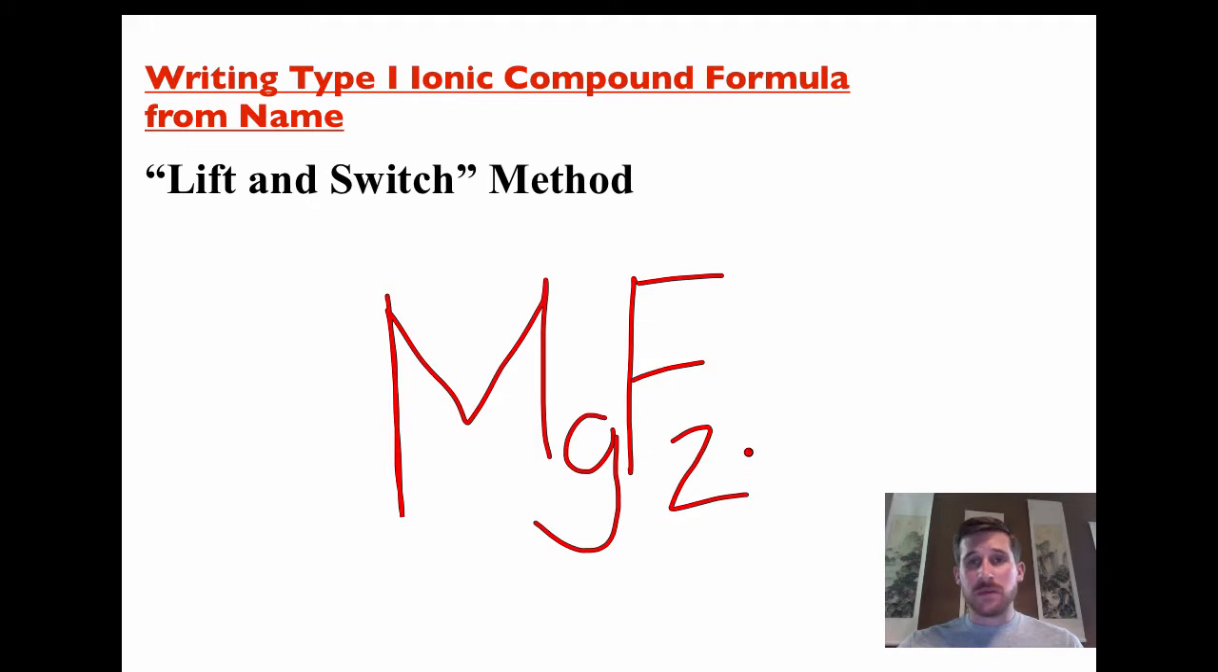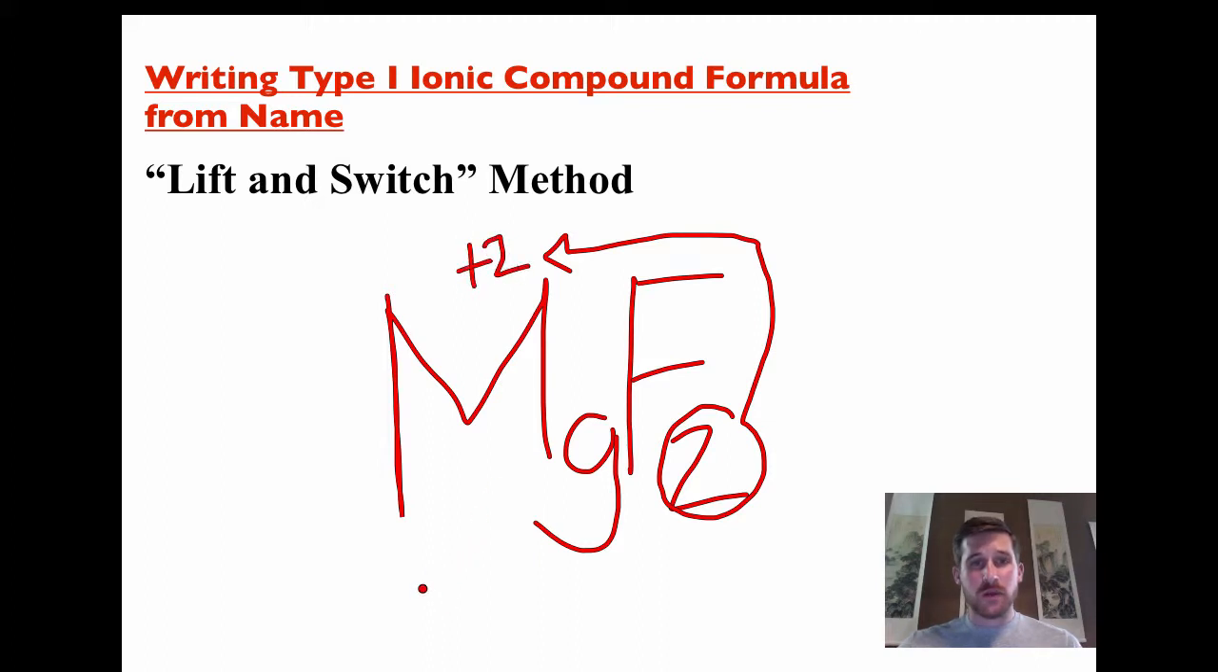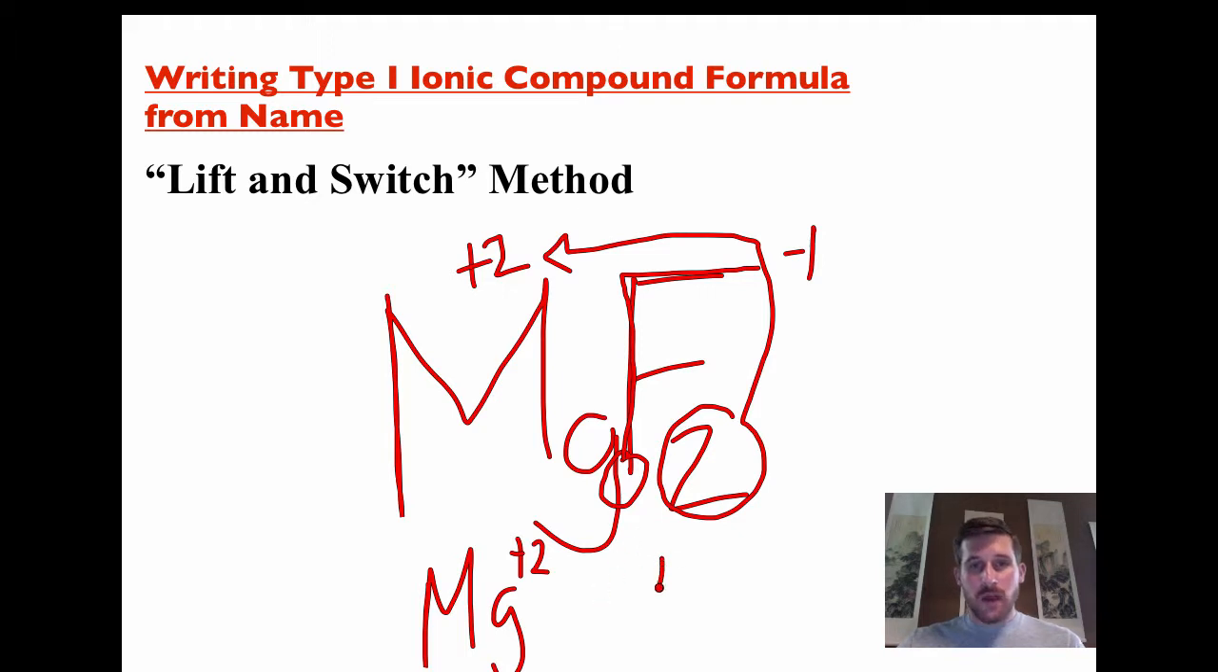The lift and switch is simply taking the subscript for each element. I'll start with F here. I lift and switch it onto magnesium, and it becomes the charge. This was the original charge when magnesium was an ion by itself: Mg2+. If I want to know F's charge, I ask, all right, what was the subscript here on Mg? I lift it and I switch it. Since there was no number, I know it's a 1, right? So the charge on the nonmetal is -1. So F-, there we go.